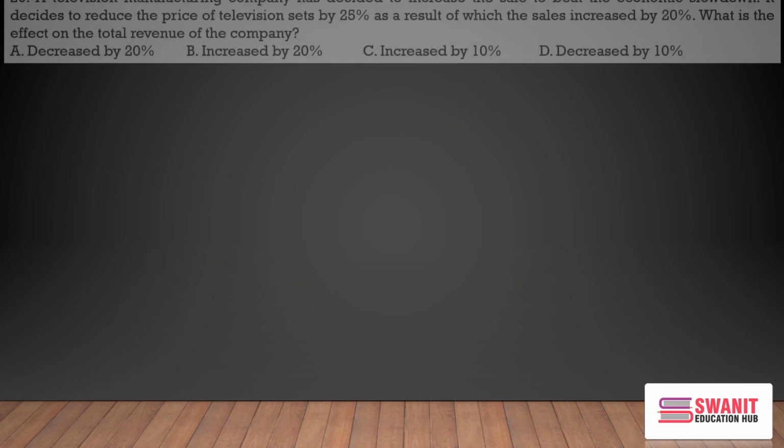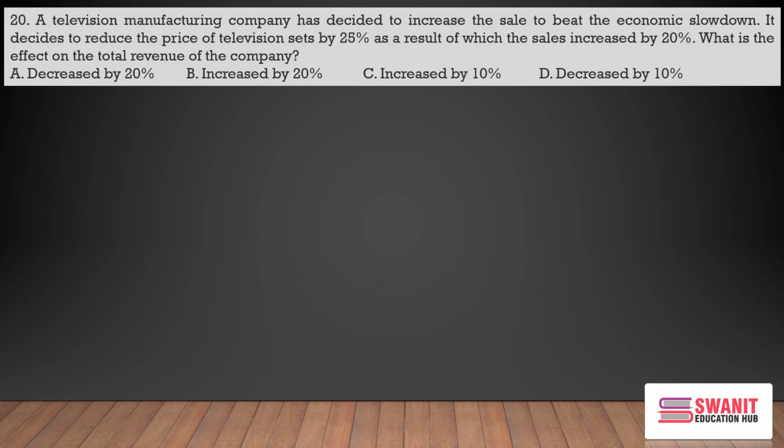Next question. A television manufacturing company decided to increase the sale to beat the economic slowdown. It decides to reduce the price of a television set by 25%, as a result of which the sales increased by 20%. What is the effect on the total revenue? Now again, it's a question from successive percentage. So as we can see, they have reduced the price by 25%, whereas they have increased the sales by 20%.